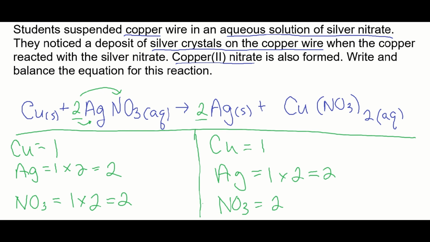So everything is balanced. And if you want to put a 1 here, we don't do that, but for this chapter, you can do that. And that's our balanced equation for this reaction between solid copper and a solution of silver nitrate. By the way, this is also known as a single replacement reaction or a single displacement reaction.